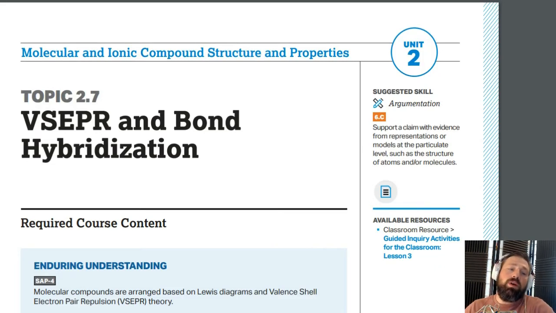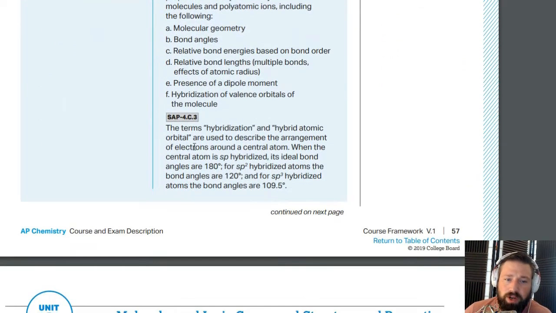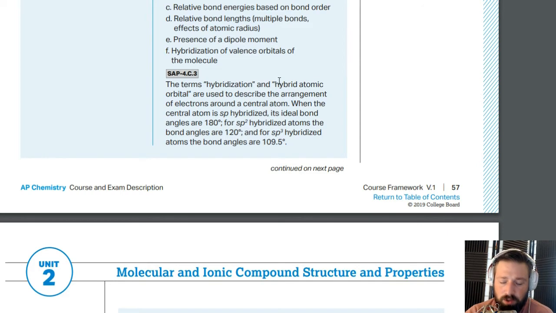So today we are going to be talking about bond hybridization. This is going to be the second part of the VSEPR video I had last time. So let's just jump straight into it. We're only going to be talking about hybridization today. Hybridization is whenever you mix two different types of orbitals together, and that hybrid orbital looks like both of them a little bit.